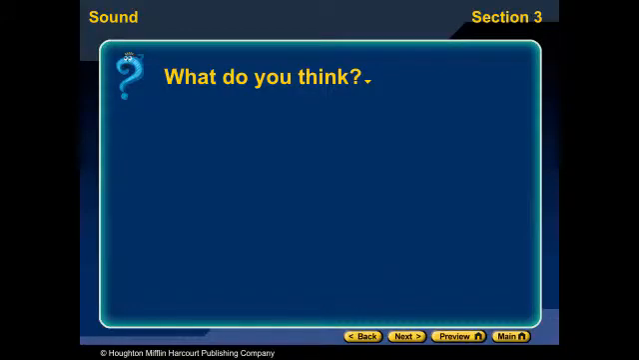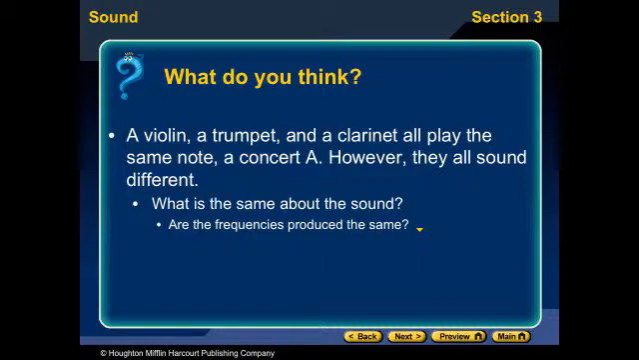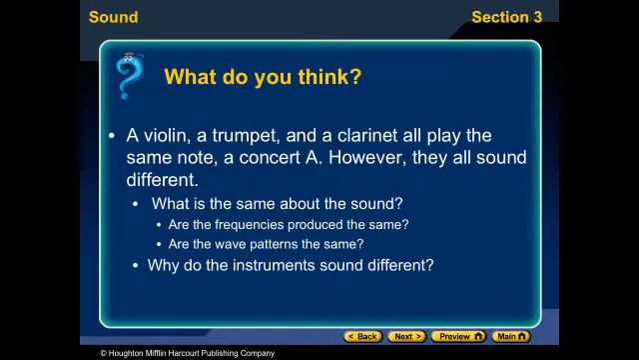Okay, last section of chapter 12 is about standing waves. A violin, a trumpet, and a clarinet all play the same note at concert A. However, they all sound different. What is the same about the sound? Are the frequencies the same? Are the wave patterns the same? And why do the instruments sound different?